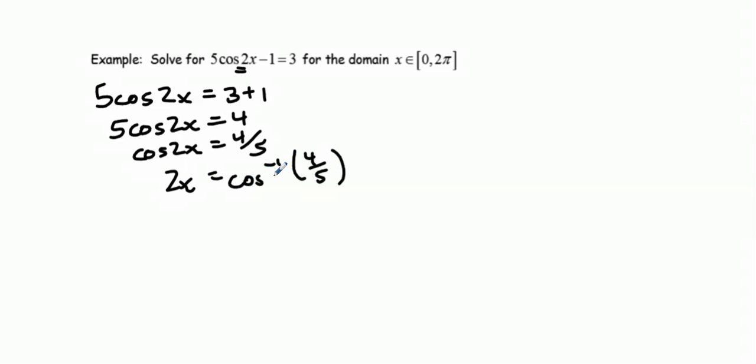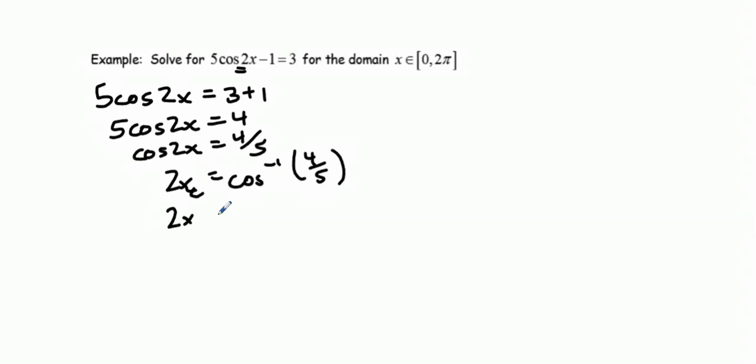Okay, so when I do that on my calculator, because it really is a calculator angle that we're getting here, we're going to get, so shift cos of 4 divided by 5 is 0.64.